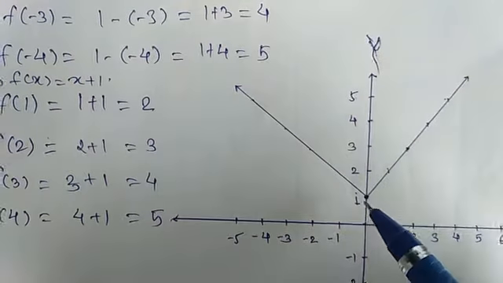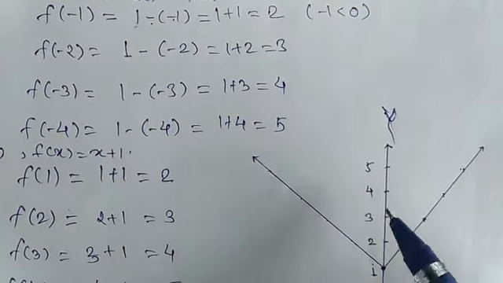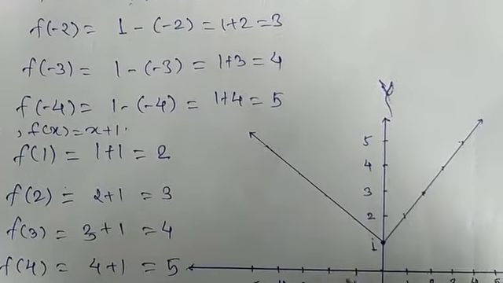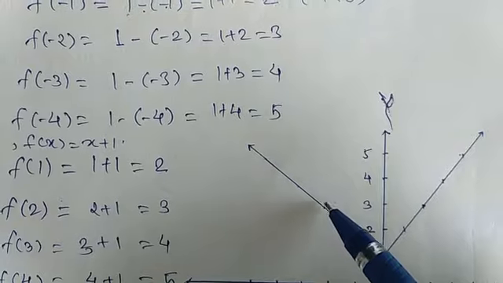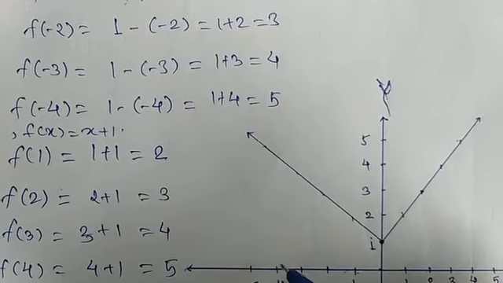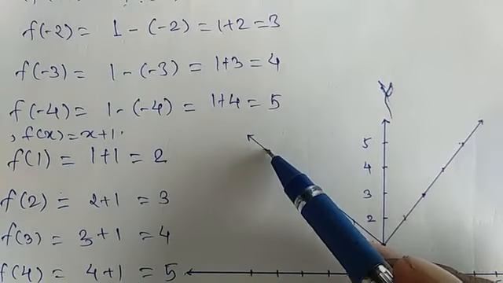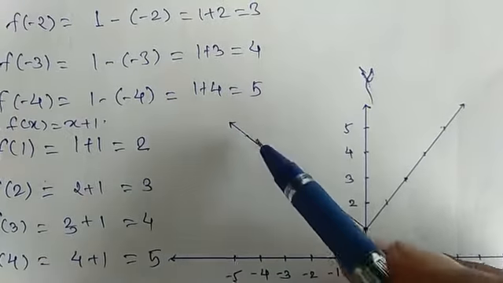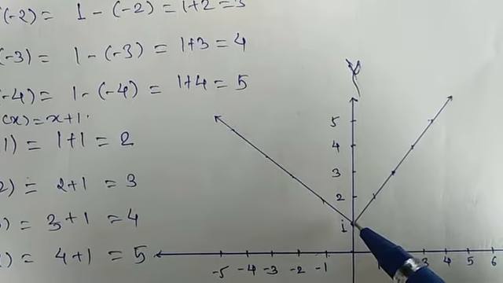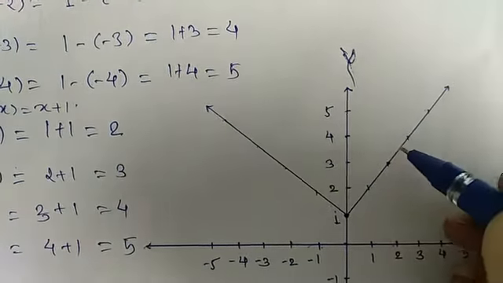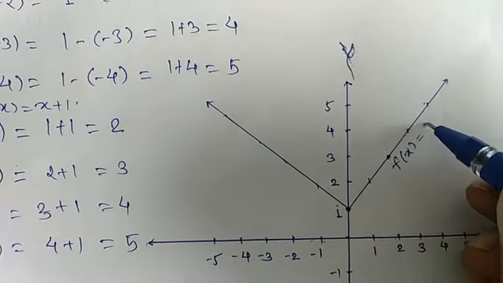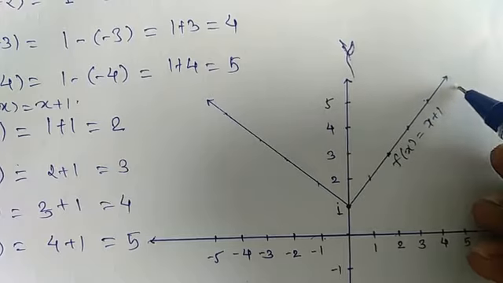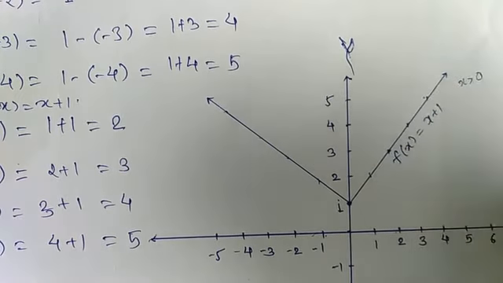And for the left side, if you consider the graph, for minus 1 it is 2, for minus 2 it is 3, for minus 4 it is 5. So we draw the line through those points. This part in the first quadrant is the function f of x is equal to x plus 1, because here x is greater than 0.